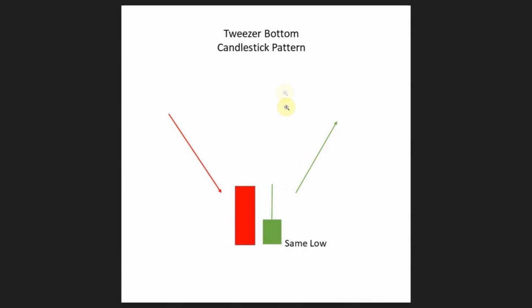The tweezer bottom candlestick pattern is a bullish reversal candlestick pattern that is formed at the end of a downtrend. It consists of two candlesticks, the first one being bearish and the second one being bullish. Both candlesticks make almost or exactly the same low. When the tweezer bottom candlestick pattern is formed, the prior trend is a downtrend. A bearish candle is formed which looks like the continuation of the ongoing downtrend.